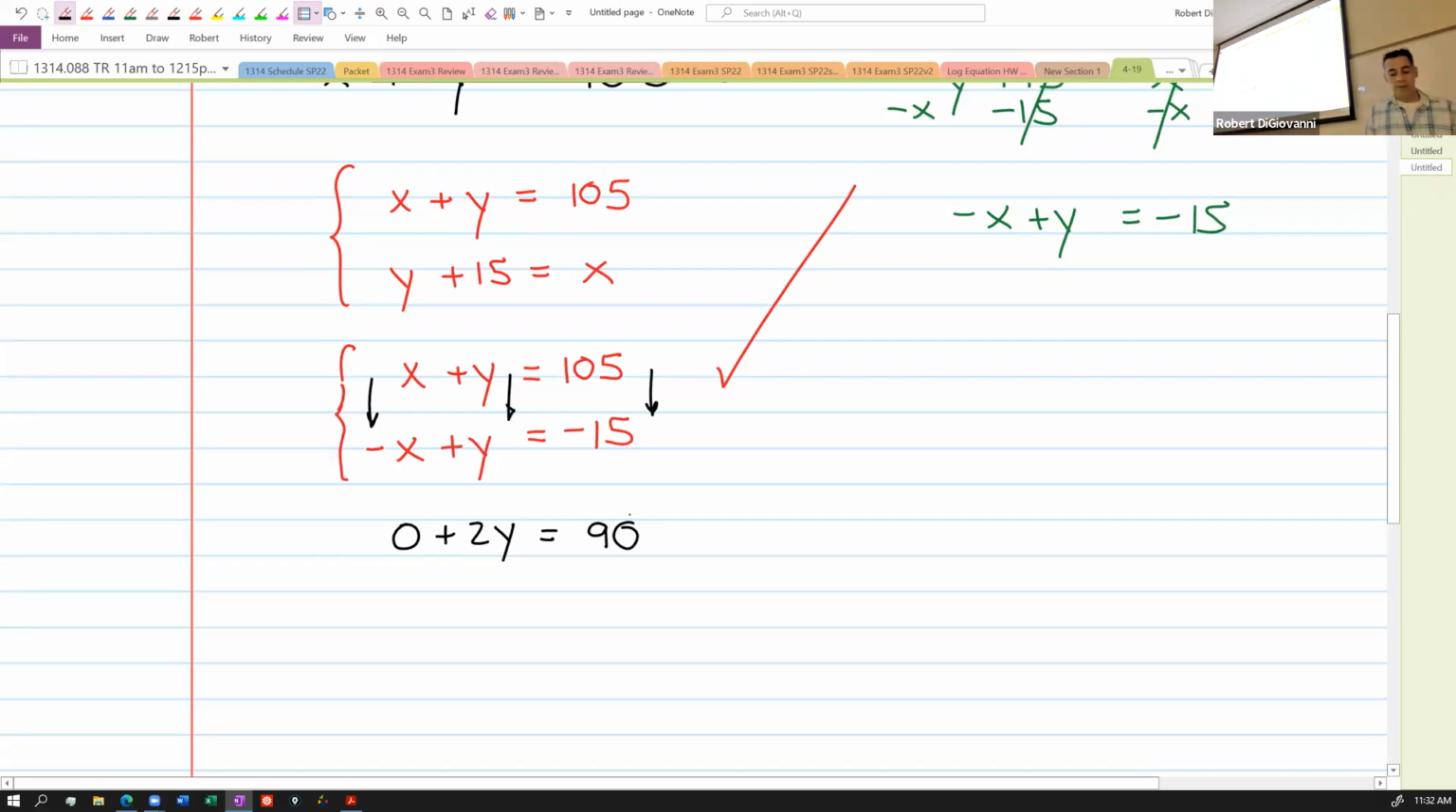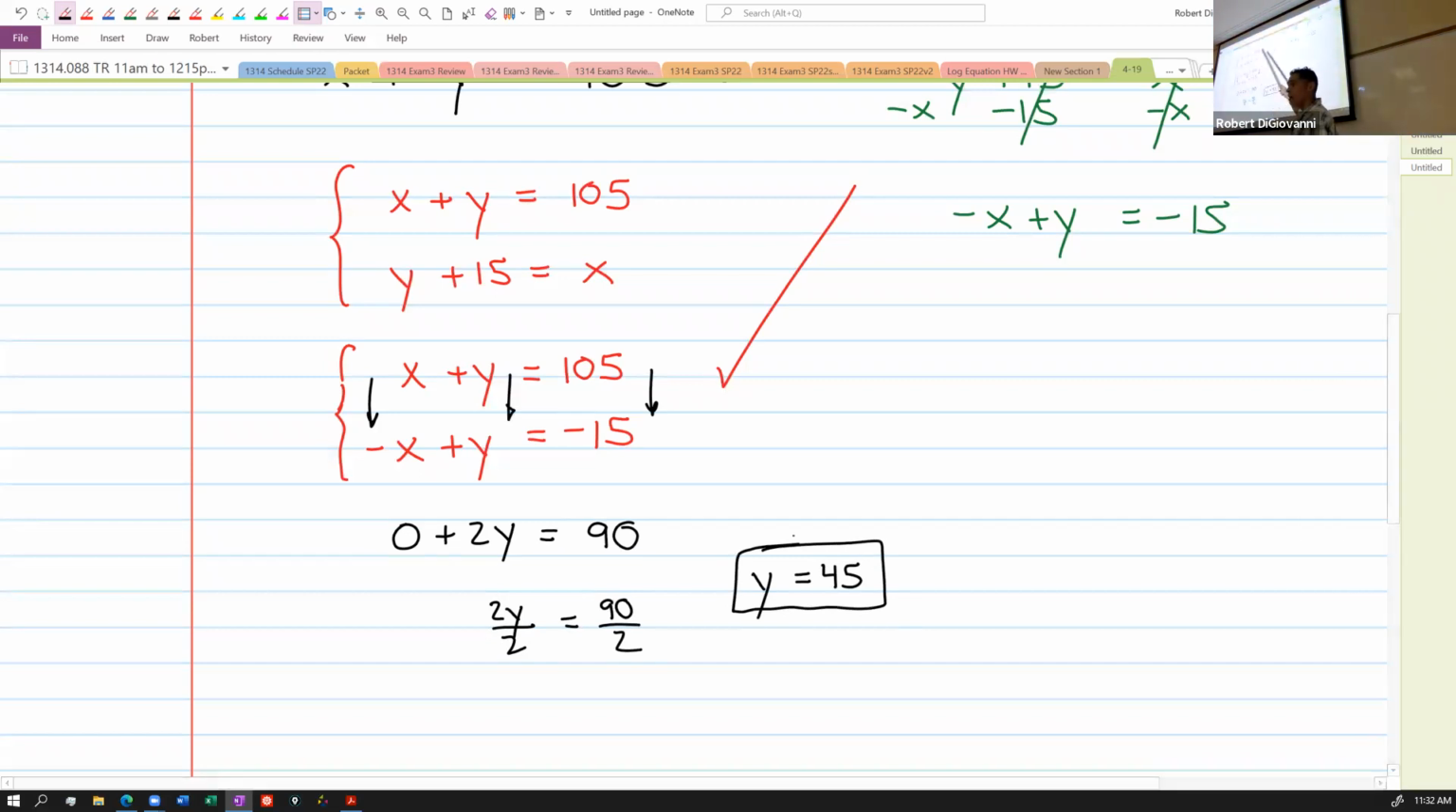And now you divide both sides by 2. So take 2y, divide by 2, take 90, divide by 2, and you get an answer, y is 45. Once you know what y is, you can plug that answer into any of these equations you want. Any one. I like this one right here. See that one right there?